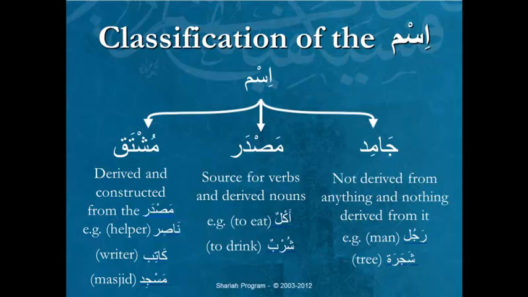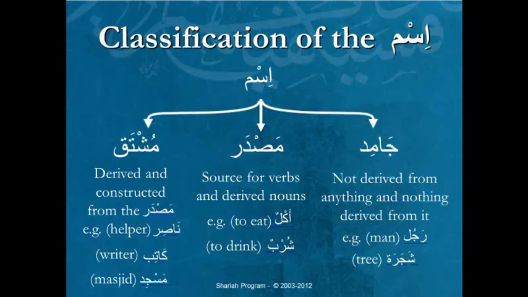Okay, look underneath. On the right side, underneath jamid, we have the word rajul, which means man, and the word shajara, which means tree. Notice that they're both nouns. They're pure nouns. So there's no hitting or helping or sitting or standing. There's no verb-like meaning in there. There's no action component to it. It's just a noun. It's a reference to an object or a person. So rajul and shajara are examples of jamid.